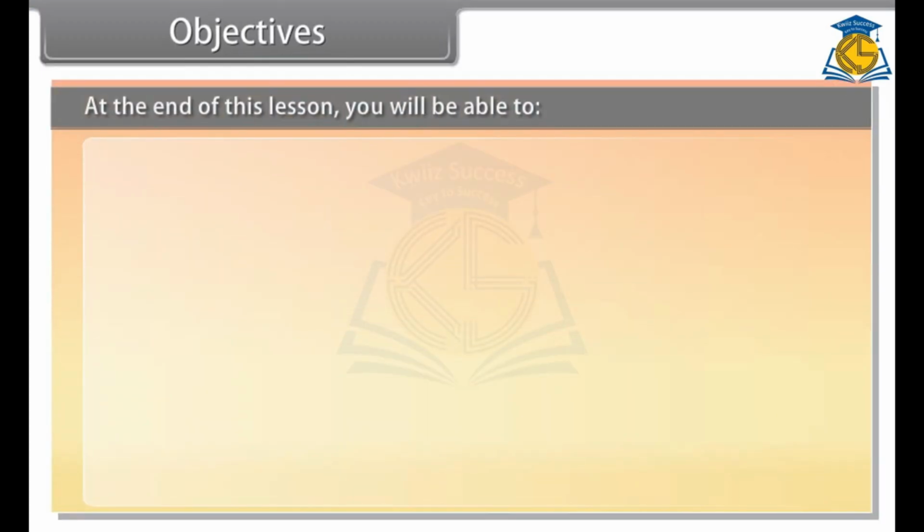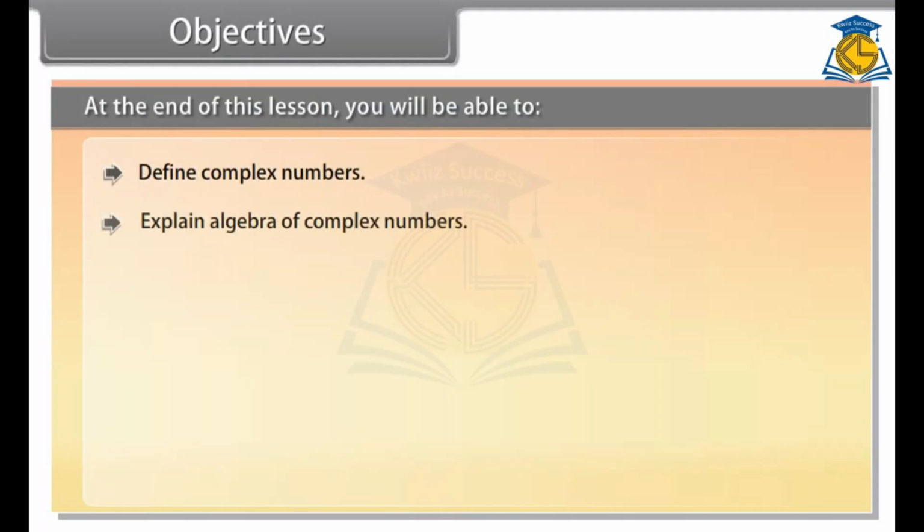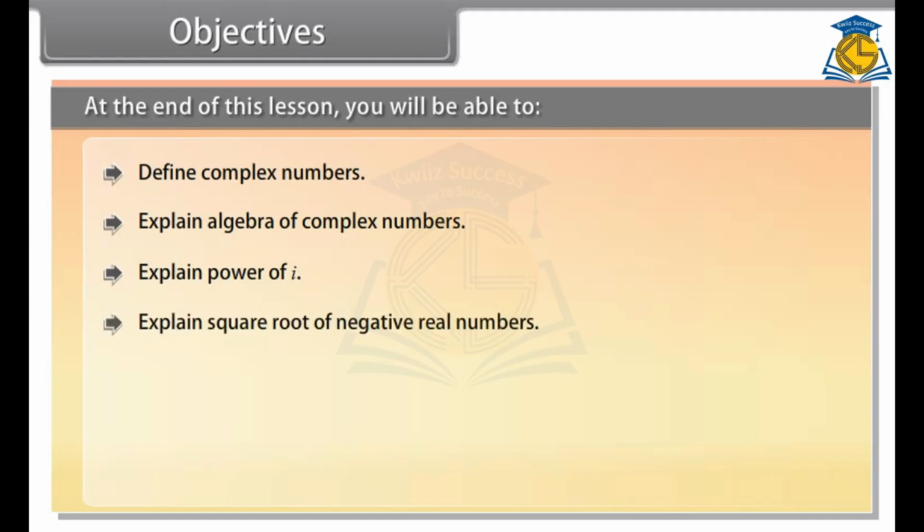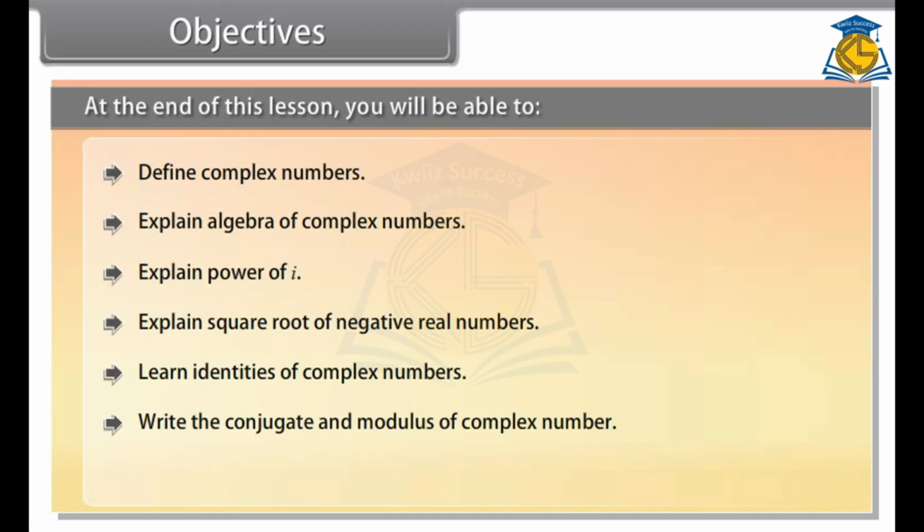At the end of this lesson, you will be able to define complex numbers, explain algebra of complex numbers, explain power of iota, explain square root of negative real numbers, learn identities of complex numbers, write the conjugate and modulus of a complex number, and understand the polar representation of complex numbers.